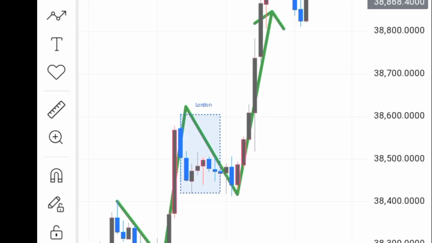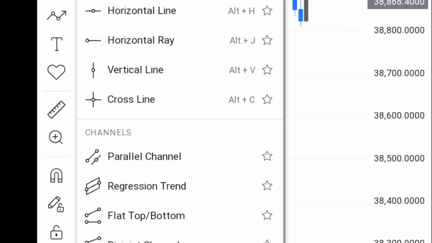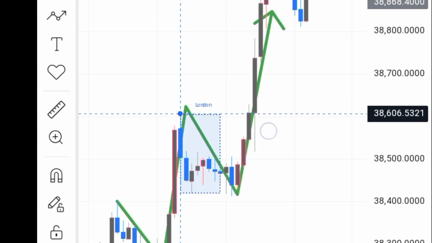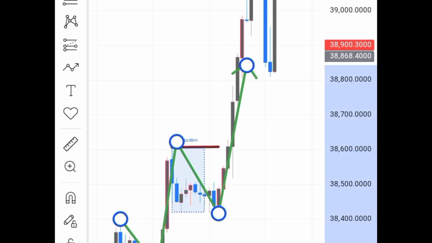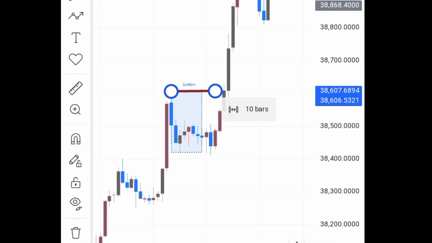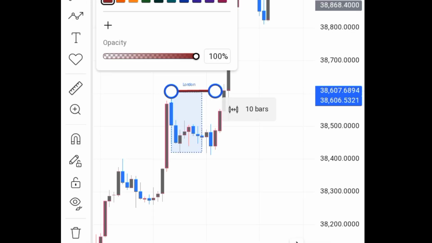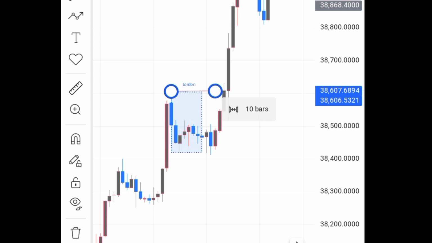Once I plug in my session indicator, I discovered that this was my London. So I have to wait for the market to go above that London high. The indicator helps me to demarcate my London zone. If you don't know how to make use of London, I've made a video on this channel about how you can use your London sessions better, so you can check it out.